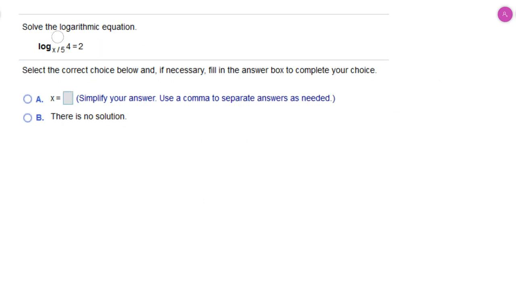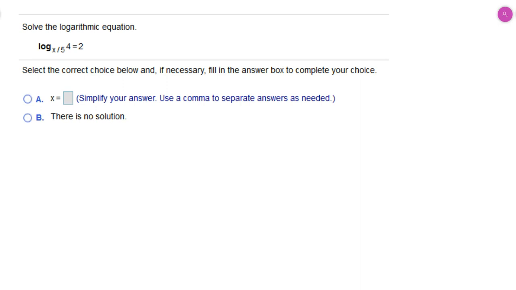This question says solve the logarithmic equation. Our equation is log base x divided by 5 of 4 equals 2. In this example, we can't use the logarithmic property of equality because I don't have a log on the right-hand side. So I'm going to use a different idea, which is to convert this logarithmic equation to an exponential equation.